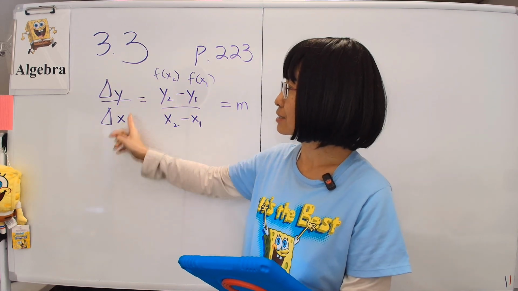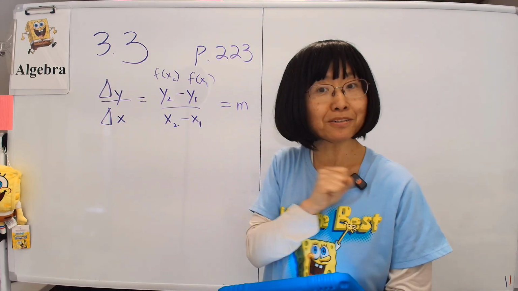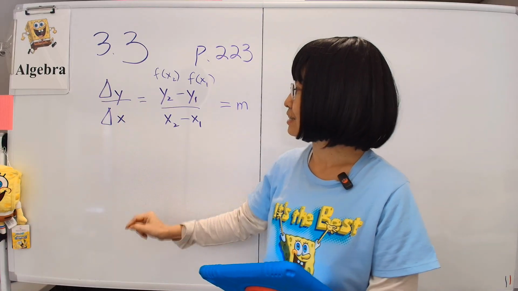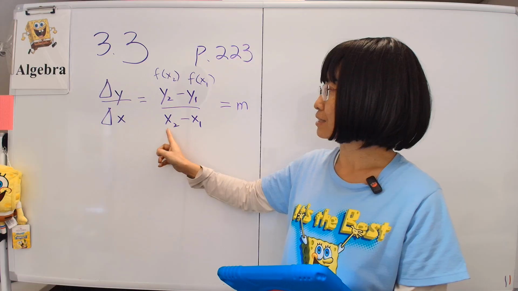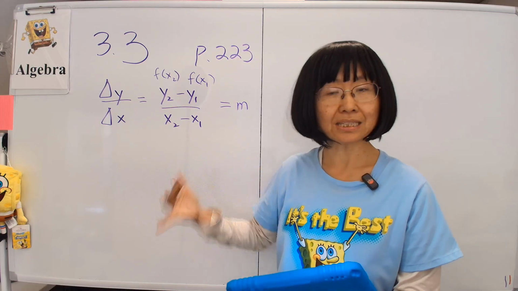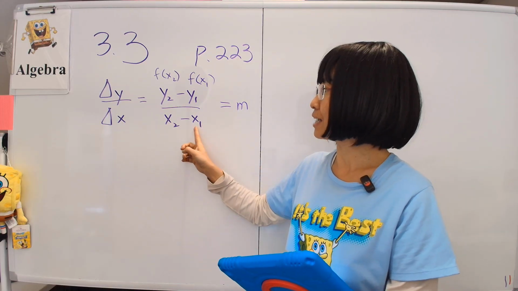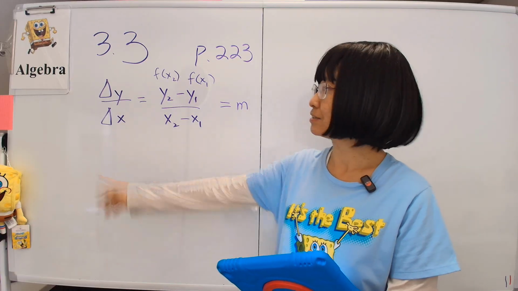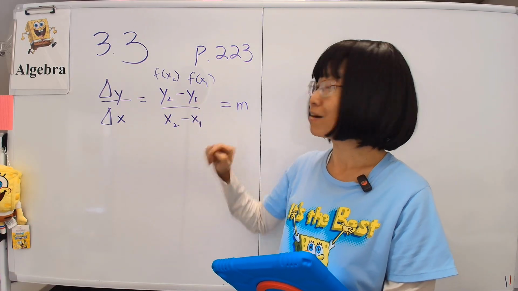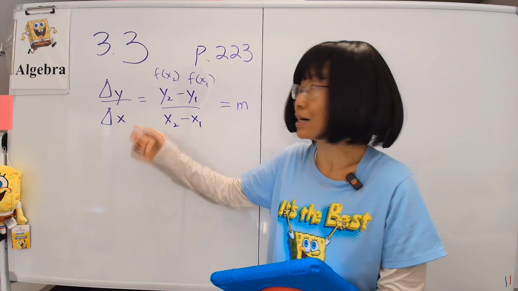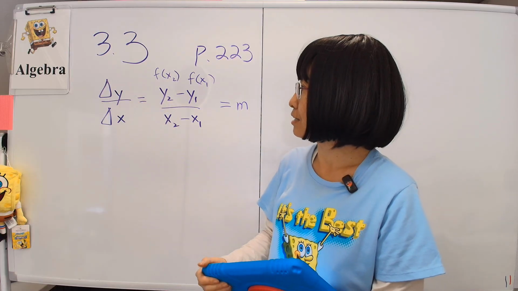Similarly, delta x is one symbol, like Mr. Jones. So delta x has a specific meaning. It means x2 minus x1. That is the change in x. x used to be at x1 and now it got to x2, so when you subtract, the change is called delta x. Similarly, y used to be at y1 and now it got to y2, so the change is delta y.